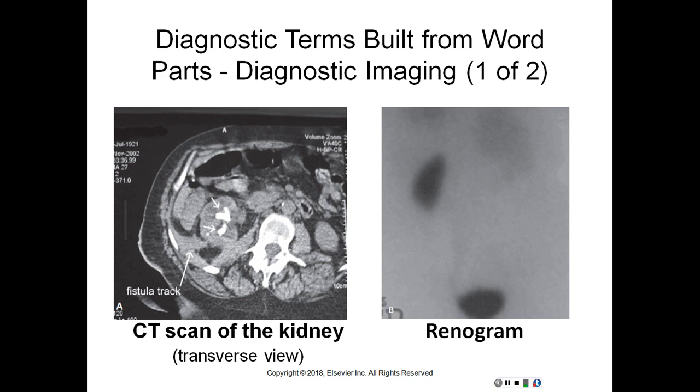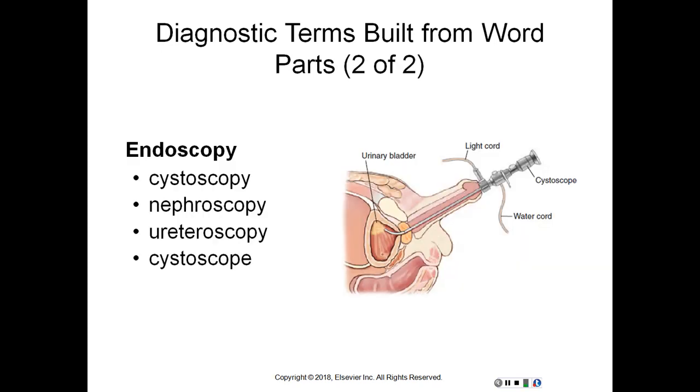So here's just common pictures. Again, these are the same ones in your textbook. So we have a CT scan of the kidney, and then we have a renogram. And then these are the 4 endoscopies that we just went over. Again, remember, when it ends in just scope, S-C-O-P-E, that is the actual instrument that they are using to do those other procedures. Lots of exercises.